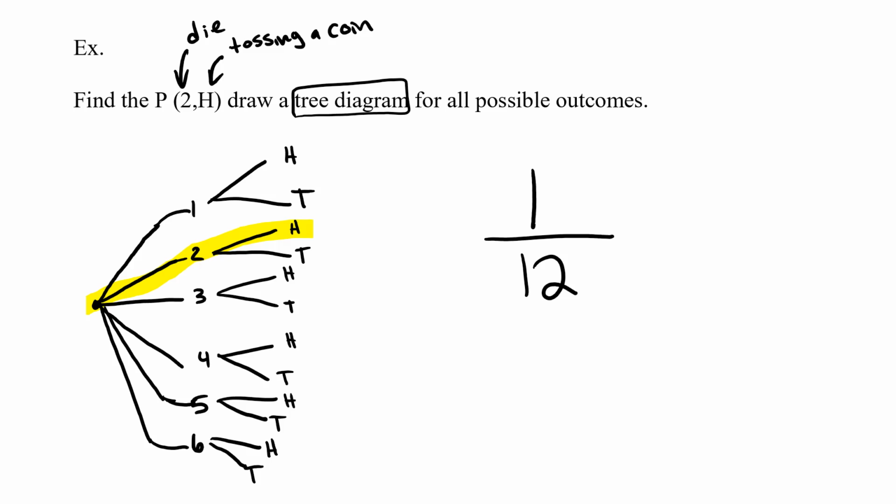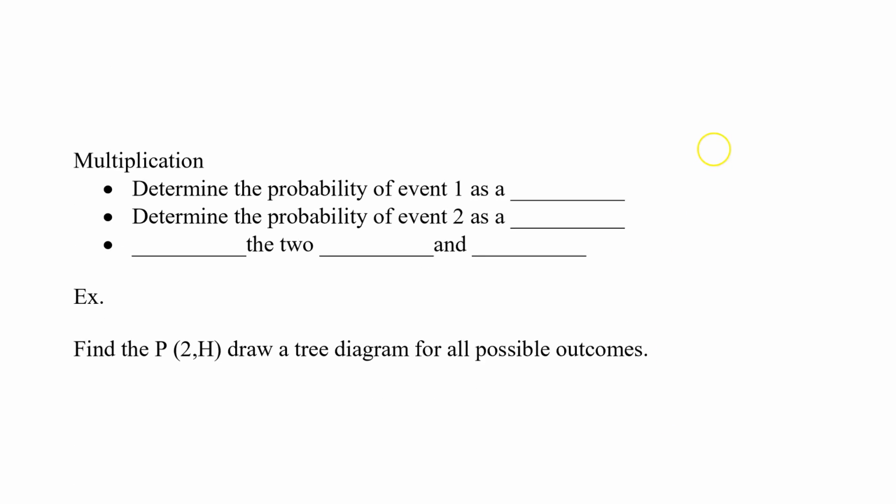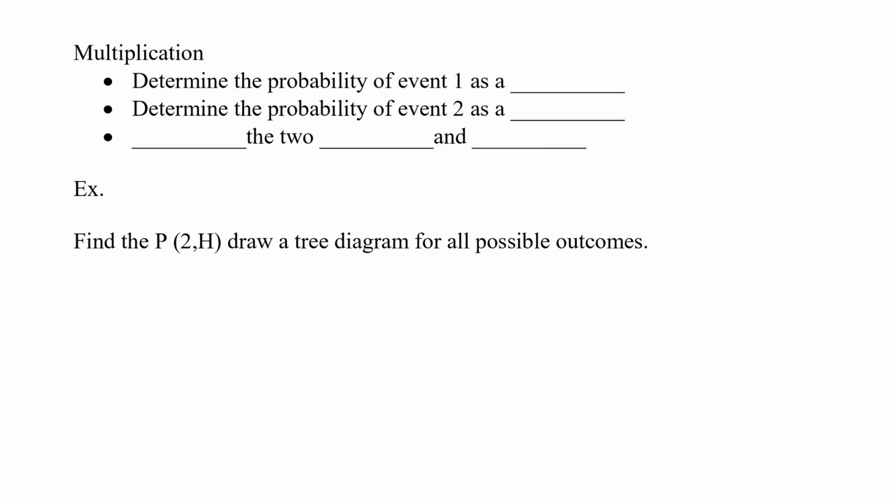So that wasn't bad, but I think that we can do better. So I'm going to be showing you this next way, multiplication. First things first, we want to determine the probability of event 1 as a fraction. Remember, fractions are our friends. And then you want to determine the probability of event 2 as a fraction. And then what you want to do is multiply the two fractions and reduce.